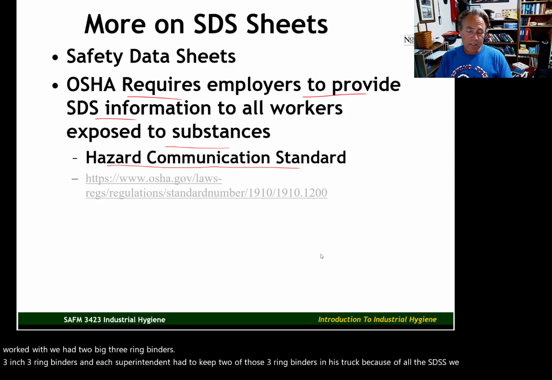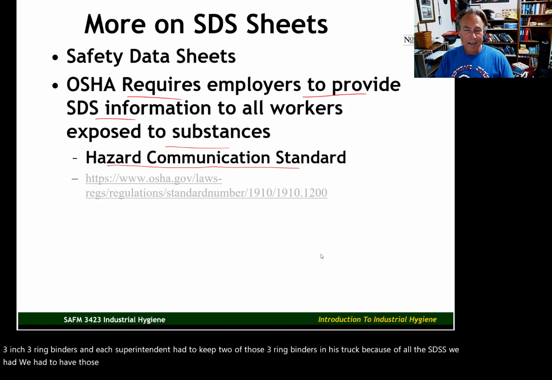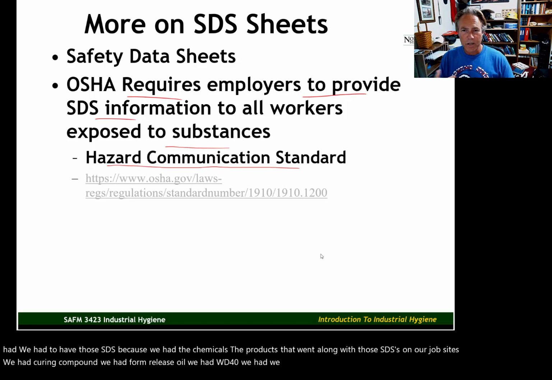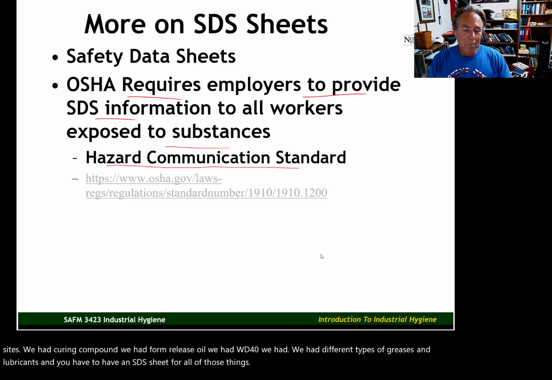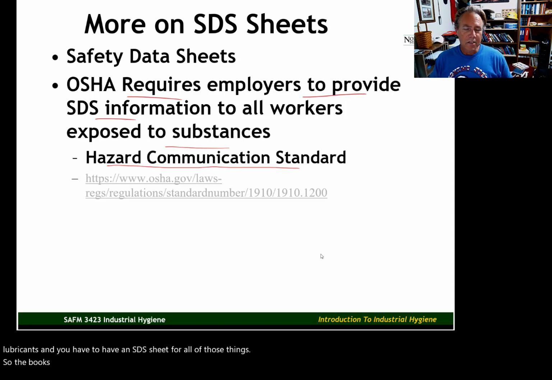We had to have those SDSs because we had the chemicals, the products that went along with those SDSs, on our job sites. We had curing compound, we had form release oil, we had WD-40, we had different types of greases and lubricants, and you have to have an SDS sheet for all of those things. So the books could get big. That was the old days.